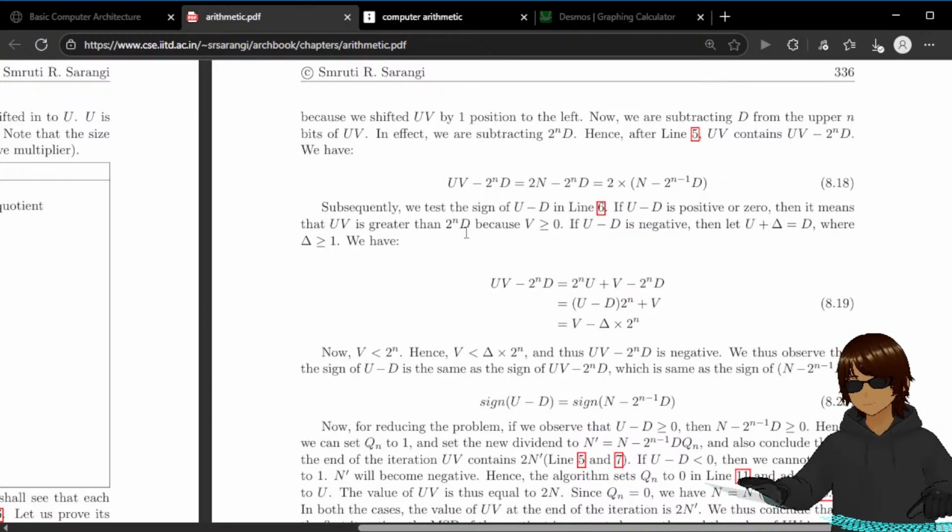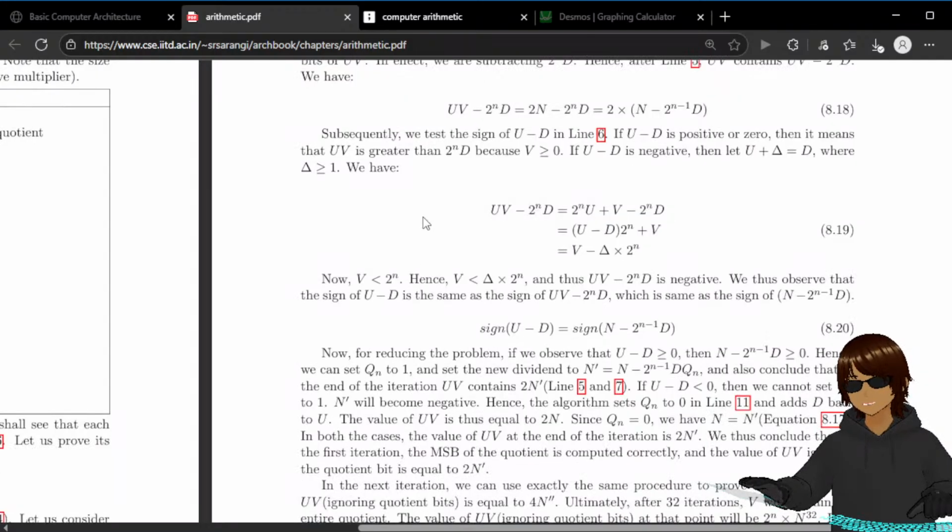Subsequently, we test the sign of u minus d in line 6. If u minus d is positive or 0, then it means UV is greater than 2 to the power of n d because v is greater than or equal to 0. If u minus d is negative, then u plus delta is equal to d, where delta is more than or equal to 1. We have UV minus 2 to the power of n d is equal to 2 to the power of n u plus v minus 2 to the power of n d. So u minus d is 2 to the power of n, plus v, then v minus delta times 2 to the power of n.